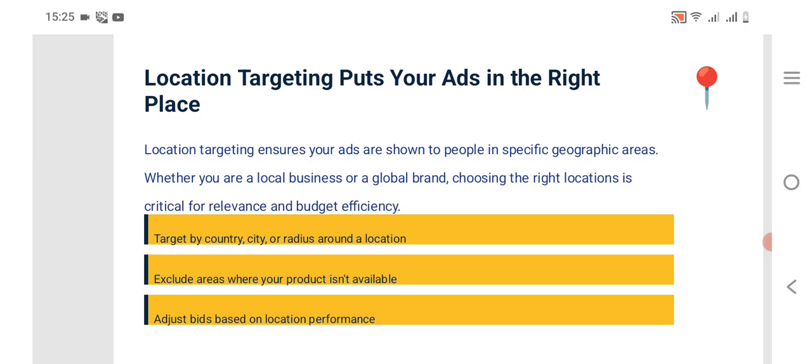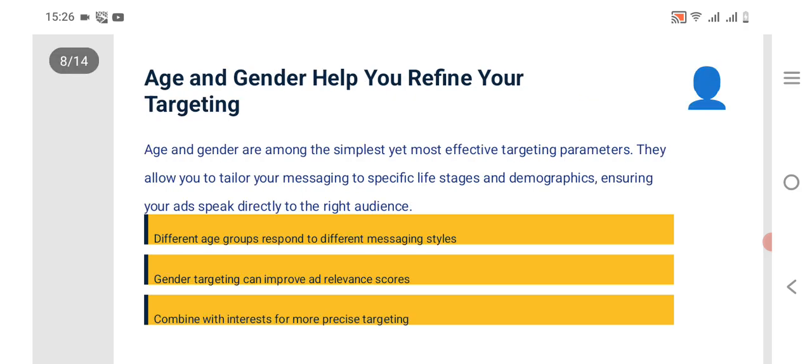Exclude areas where your product isn't available. Exclude them. Don't include them at all. I will show you how you can exclude them. When we get there, if I don't forget, I will tell you. Which means that if you are selling in Osogbo and you don't want people in Ife to see your ads at all, I will show you how you can do it. So adjust based on location performance.